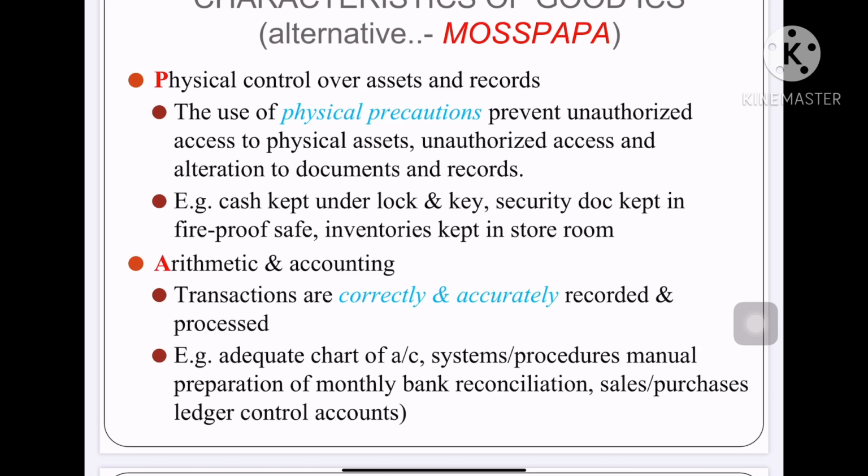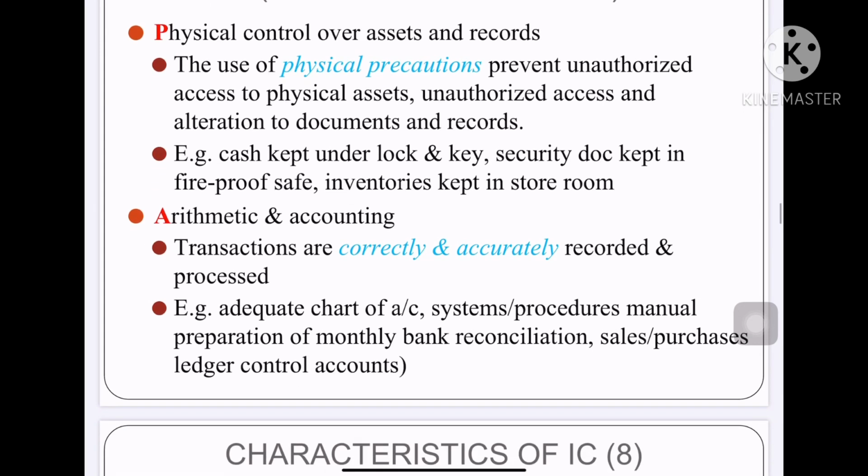For example, in the notes, the examples given are cash kept under lock and key, security documents kept in a fireproof safe, inventories kept in a storeroom. It means that all the assets should have a proper place for the cash, and all the important documents should be in a fireproof safe. So make sure that if anything happens, the documents are still safe.